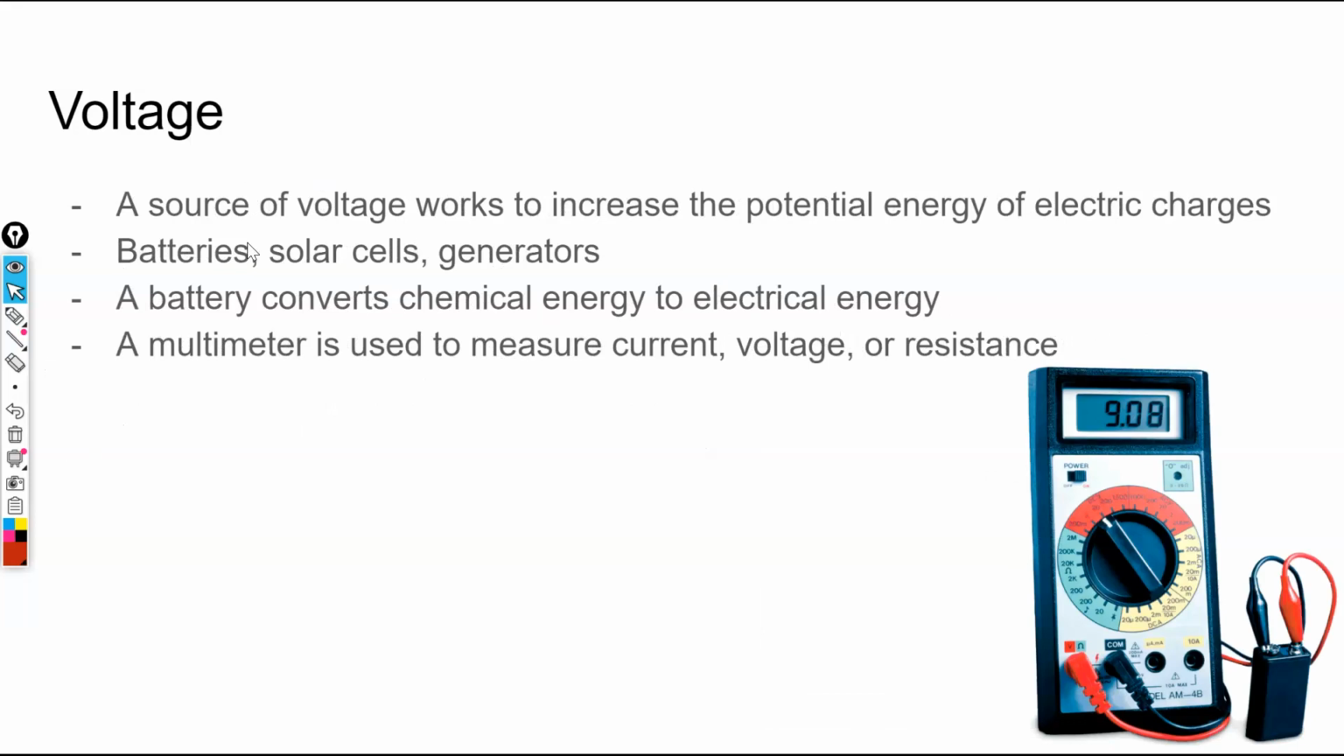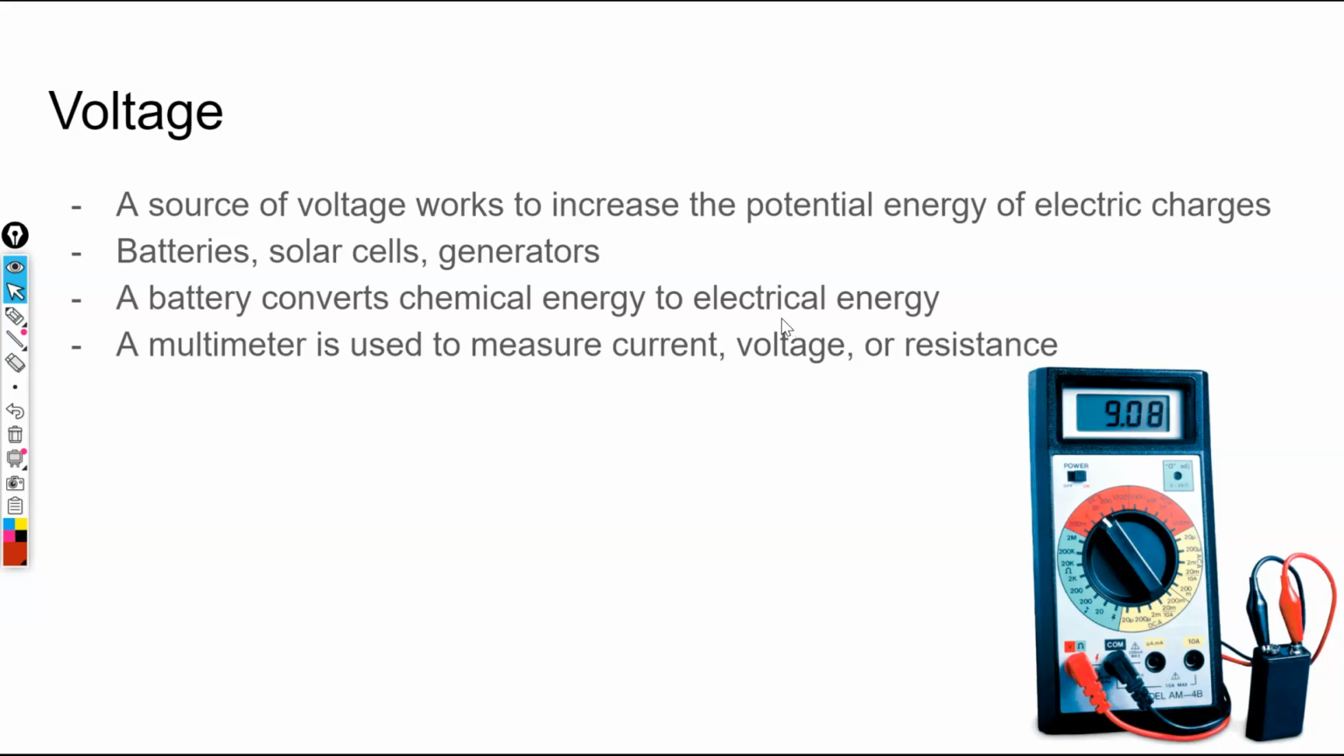So when we talk about voltage again, the source of voltage actually works to increase the potential energy of electric charges. Okay. So the higher the voltage it has, the more potential energy it really has. And you see these all the time in batteries, solar cells, generators, okay? Because what's going on inside a battery is actually chemical energy being converted into electrical energy. So that's the energy conversion stuff like we talked about last chapter.